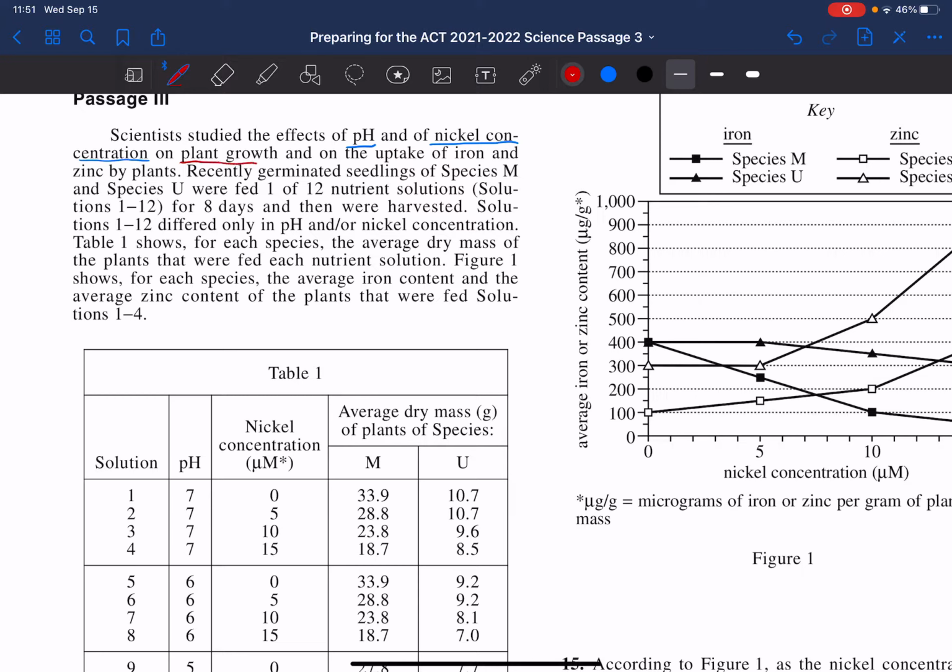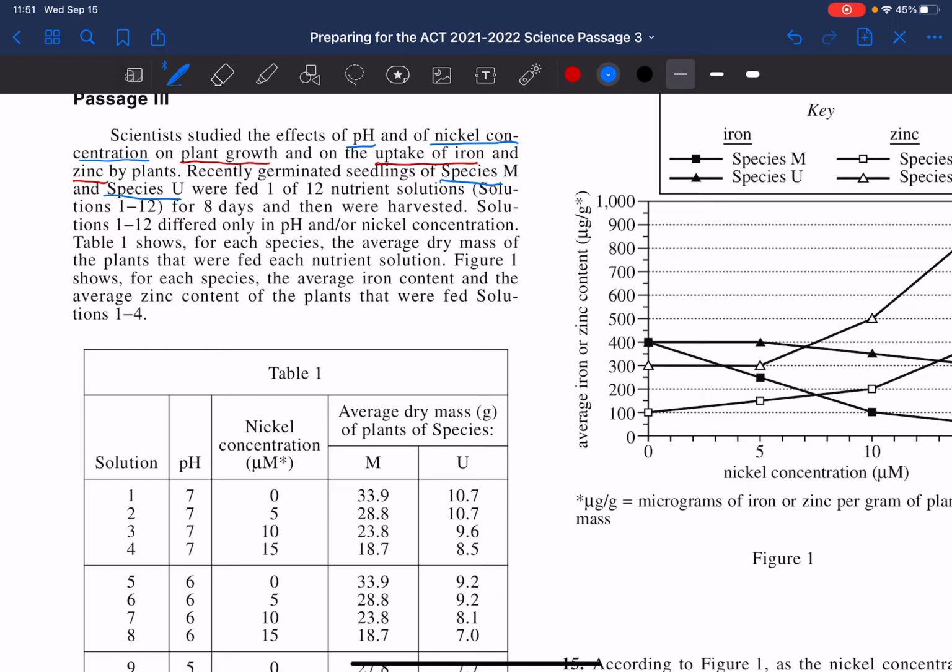The dependent variables are, well, how does it affect plant growth? How does it uptake iron? And how does it uptake zinc? That's what we're doing. So we took seeds of species M and species U, so that's also another variable because we have different species. They were fed one of 12 different nutrient solutions, different amounts of pH, different amounts of nickel.